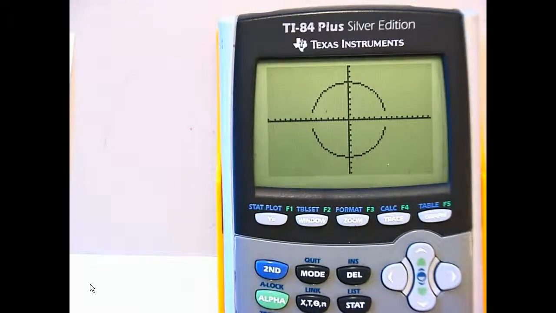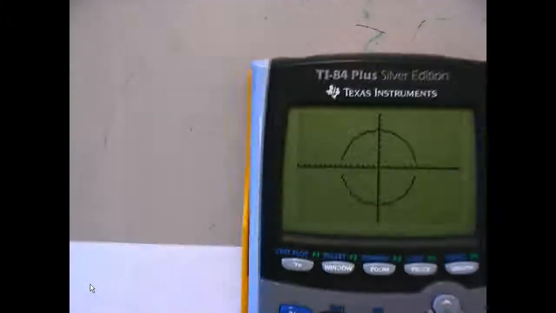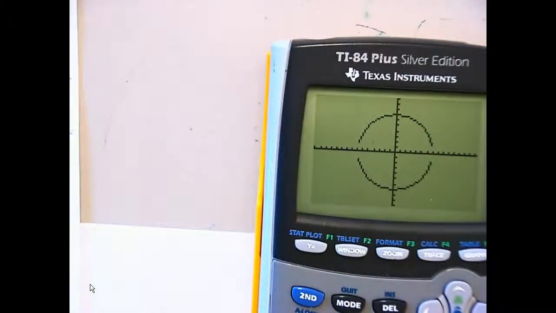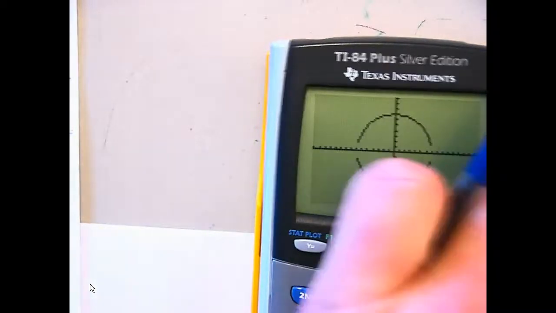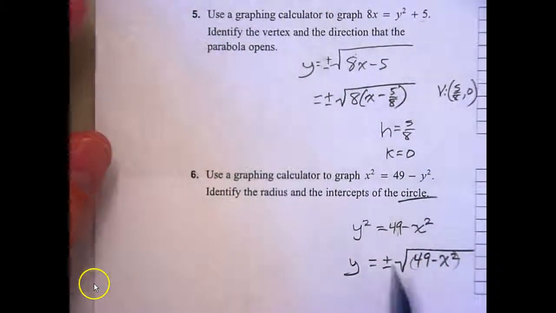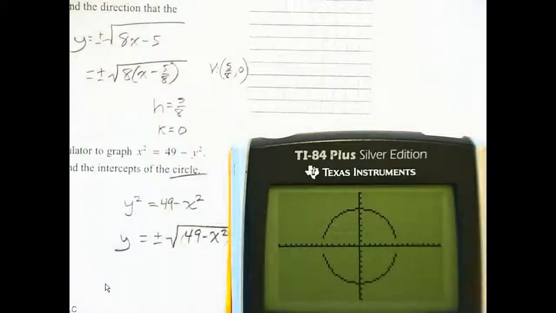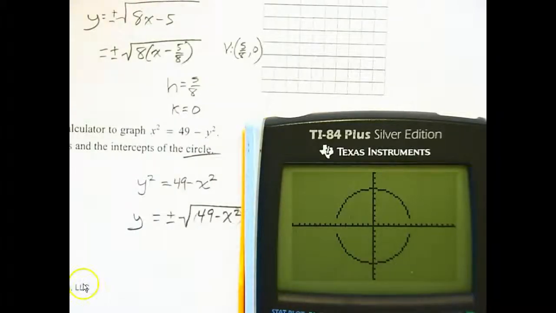Tell me you're having problems with your circle. Okay, if your circle is messed up, what I'd like you to do right now, hey, stay focused, please. Focus up here. If you're having a hard time or your circle's messed up, work with someone around you, but I want you to identify the radius and the intercepts of the circle, X and Y intercepts.